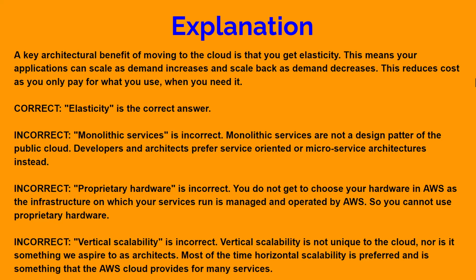Incorrect. Proprietary hardware is incorrect. You do not get to choose your hardware in AWS, as the infrastructure on which your services run is managed and operated by AWS. So you cannot use proprietary hardware. Incorrect. Vertical scalability is incorrect. Vertical scalability is not unique to the cloud, nor is it something we aspire to as architects. Most of the time horizontal scalability is preferred and is something that the AWS Cloud provides for many services.